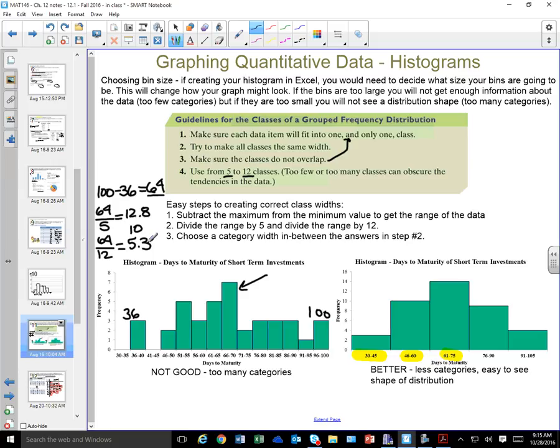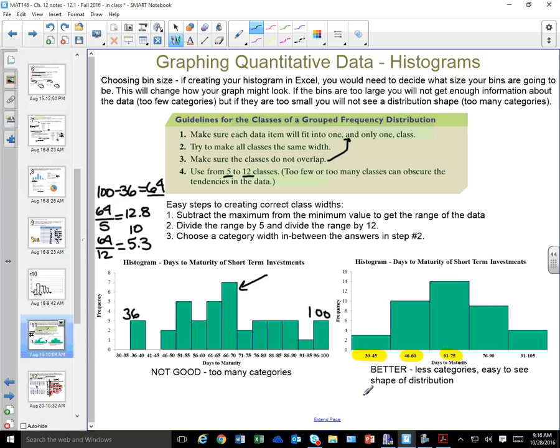So like 10 would fall in between here, right? So I could start with 36 and then go up to 45, then 46 to 55, etc. And that would give me my width of 10, right? And so that's how you can do it for your data.